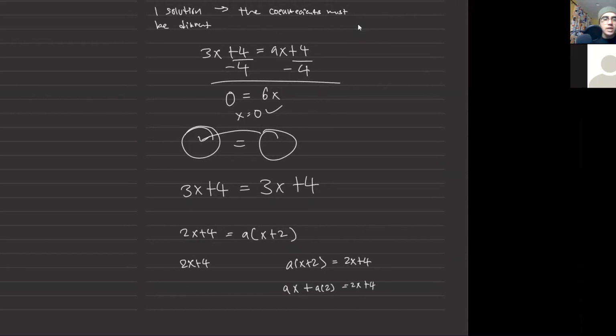What times x is equal to 2x? 2, right? So that gives us our answer. That means a is equal to 2, because if a is equal to 2, that means 2 times a is also equal to 4. So it'll be 2x plus 4 is equal to 2x plus 4. And that gives us infinite solutions. Right?